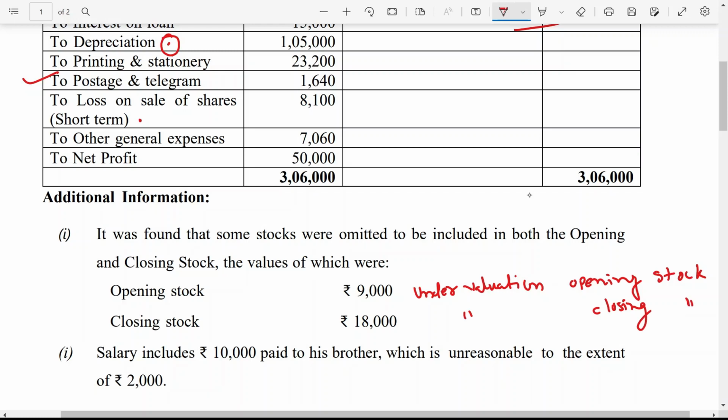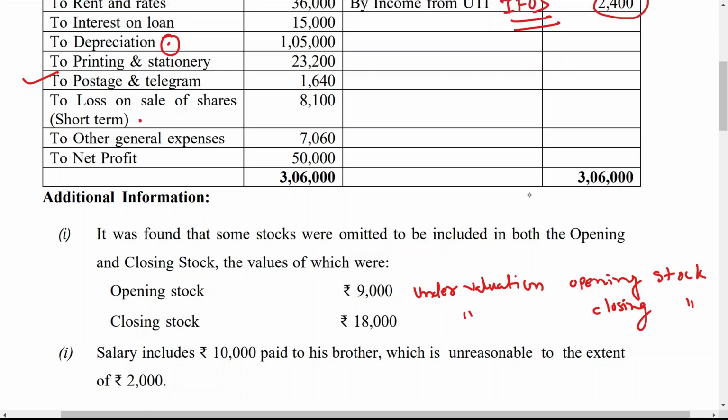Now in this situation, what treatment do you have to give? 9,000 is undervaluation of opening stock. So if you write this 9,000 on the debit side of the profit and loss account, it will decrease your profit. From your net profit this 9,000 will be deducted. And this other is undervaluation of closing stock, and by this amount your net profit will be increased, because closing stock is written on the credit side of the profit and loss account or trading account. So that is why by this amount your profit will increase, and by this amount, 9,000, your profit will decrease. You have to keep that in mind.